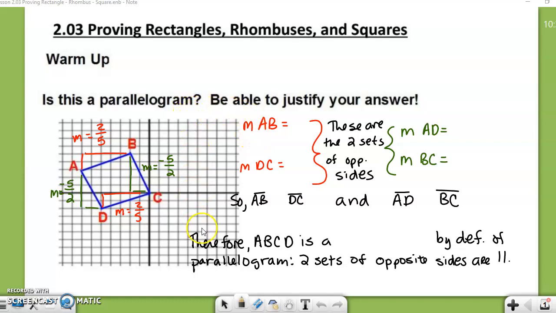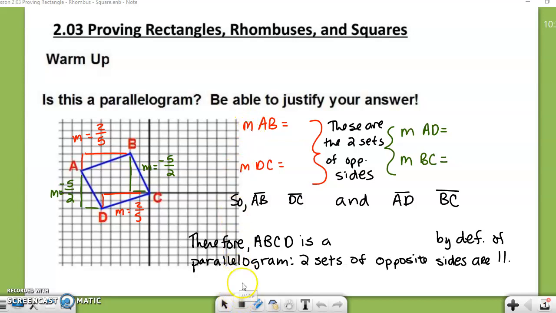First, this is a warm-up for the day, and we're looking at this quadrilateral and we're trying to decide, is it a parallelogram? And you have to be able to justify your answer. So since I'm looking for parallelogram, I want to look at slopes first. Now, remember m is for slope, so this isn't measure.